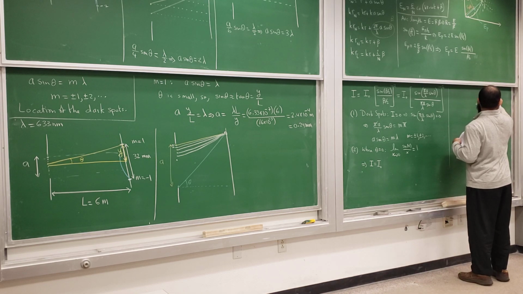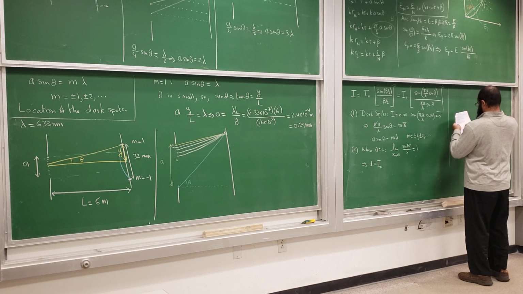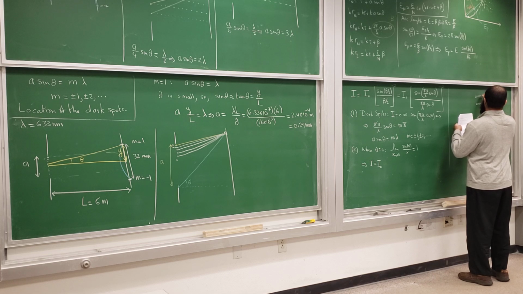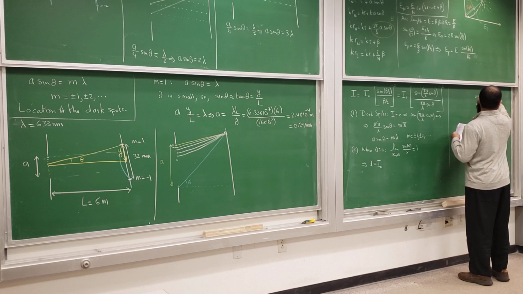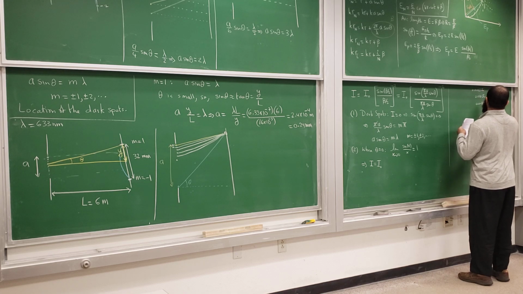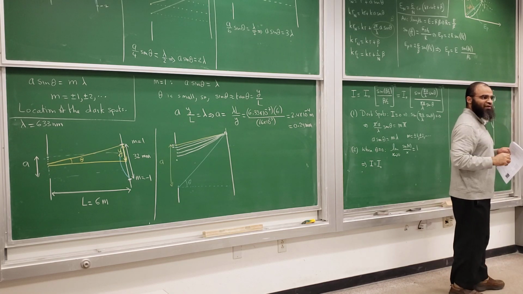The intensity here is 0.0165 I naught. Okay. And then the intensity here is even smaller. It's 0.0083 I naught. And you can solve this numerically.